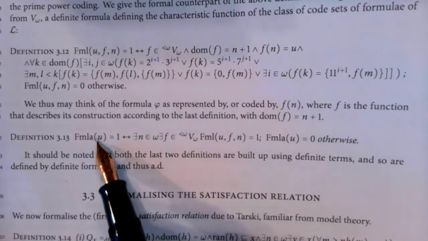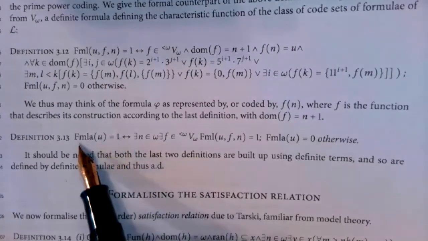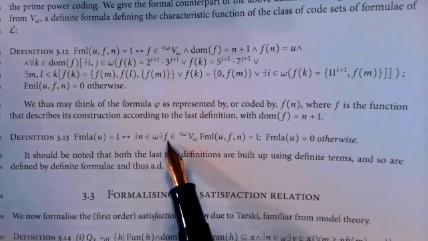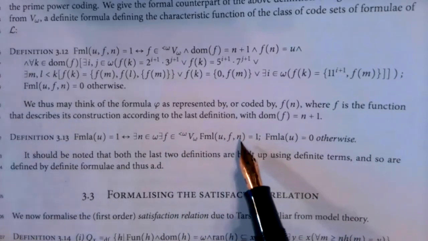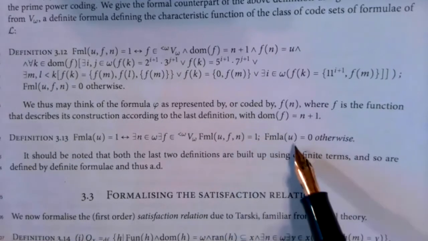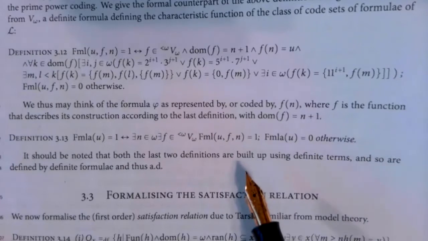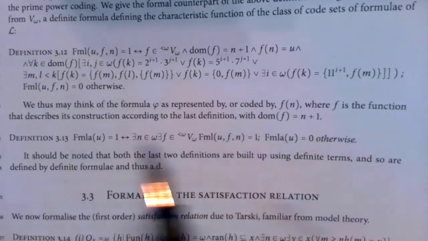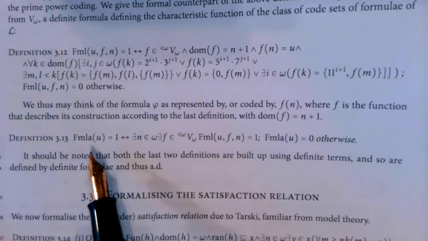So U, this is a set, will be a code of a formula, and the function will return a 1 if there is an n and there is a function f which will build U for us in n steps. Otherwise, the function fmla defaults to 0. So in this way, we've got set theoretical functions, the characteristic functions of code sets of formulae of our language.